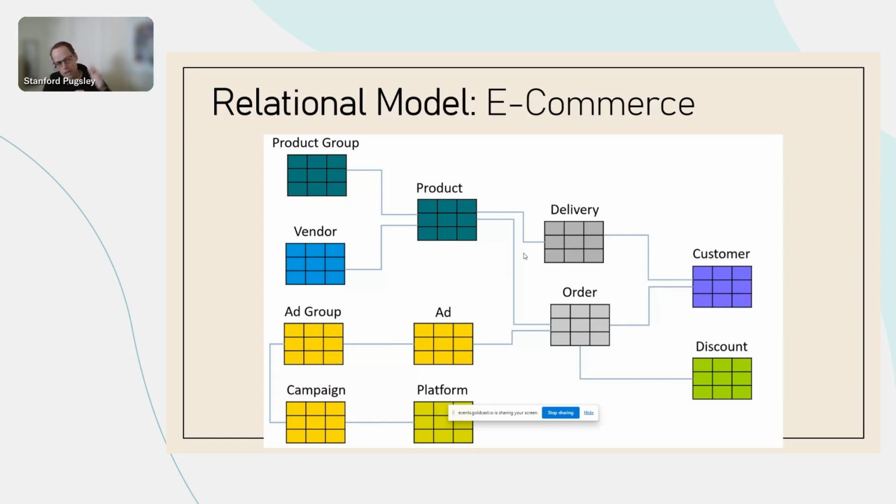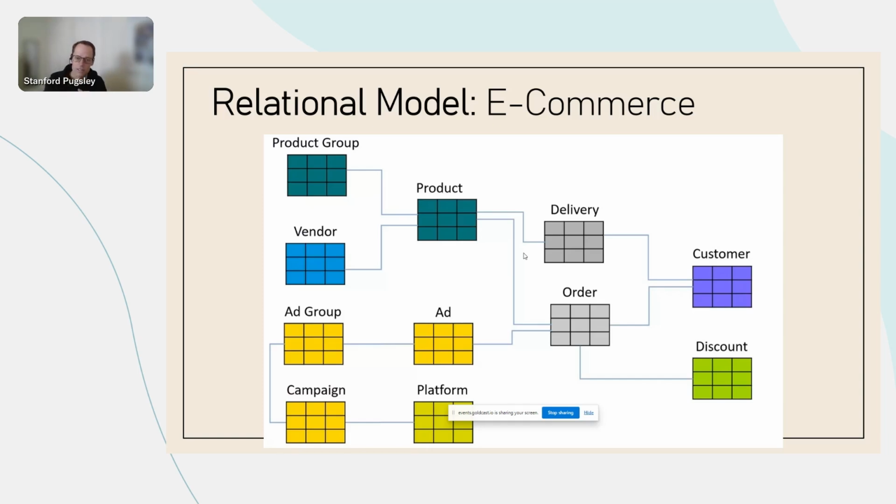Products are in their own table. Product groups could be in their own table. So this is a really simplified data model. I'm not showing cardinalities or constraints, but what I'm trying to show is that you've improved data quality by isolating the data, but it's not making it easy to do analysis.